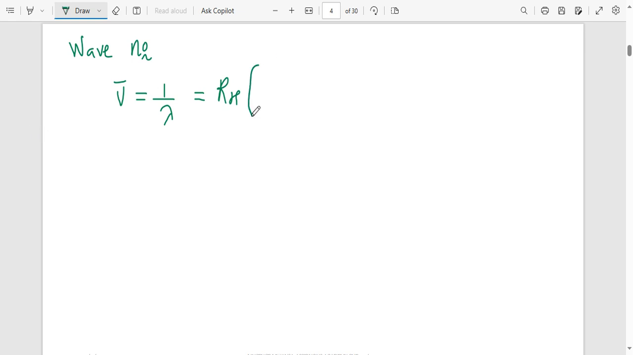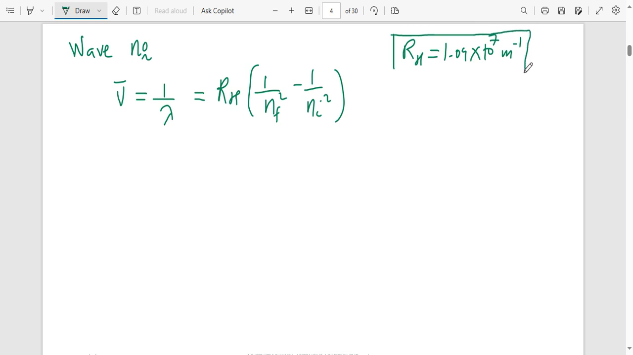They are different. So this is going to be given by RH multiplied by 1 over n final squared minus 1 over n initial squared. Okay, and this RH here is 1.09 times 10 to the power 7 meter to the power negative 1, that is per meter. More likely, when you have been given such a question, you'll be given this constant. If they don't give you, it's not a number too hard for you to know, but more likely they are going to give you. So now, how do you calculate the wavelength?